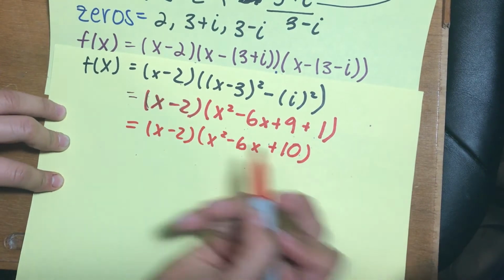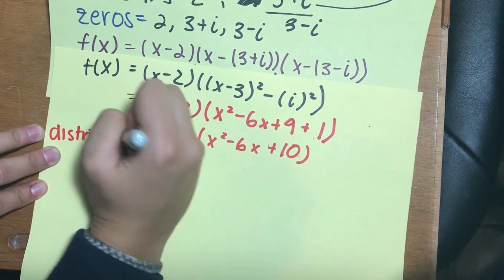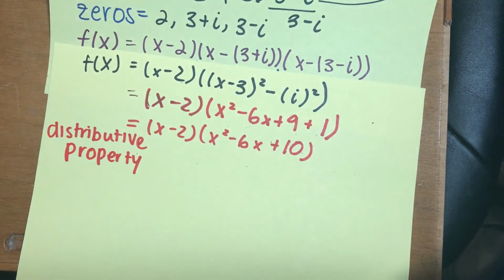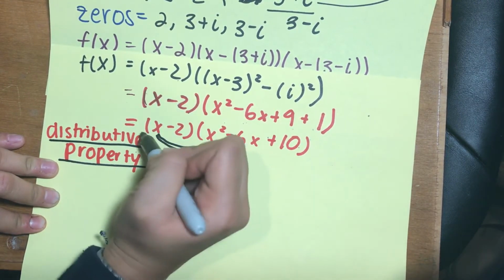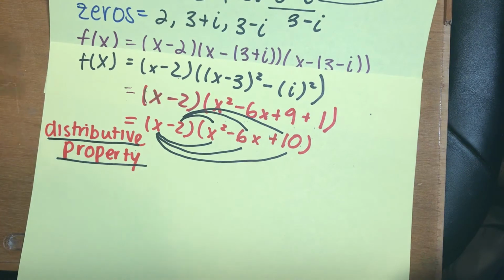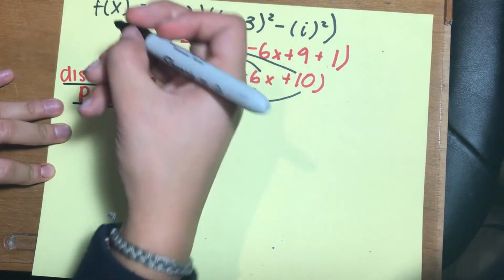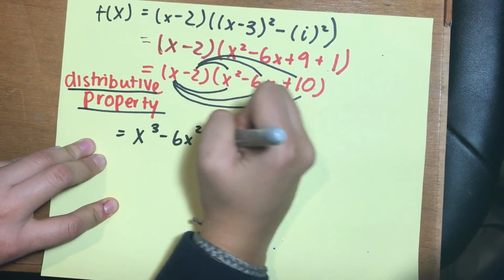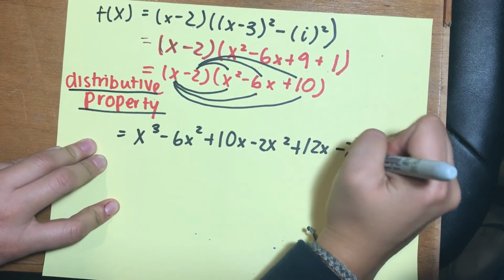And then from this, we would use the distributive property and just multiply everything times each other to get a final answer of x cubed minus 6x squared plus 10x minus 2x squared plus 12x minus 20.